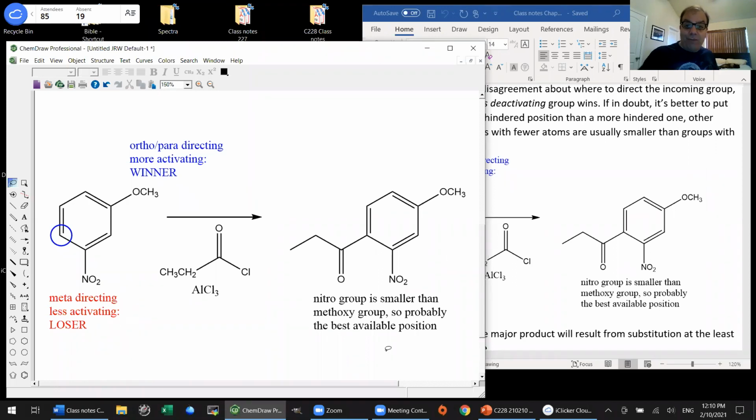I used to do that even when you weren't allowed to use a cheat sheet, and I think it's worthwhile. Good. So here we have a case where there are two substituent groups and they're in disagreement as to where to put the new group.